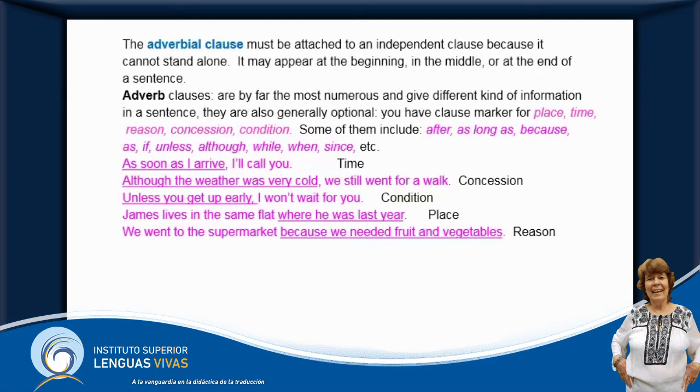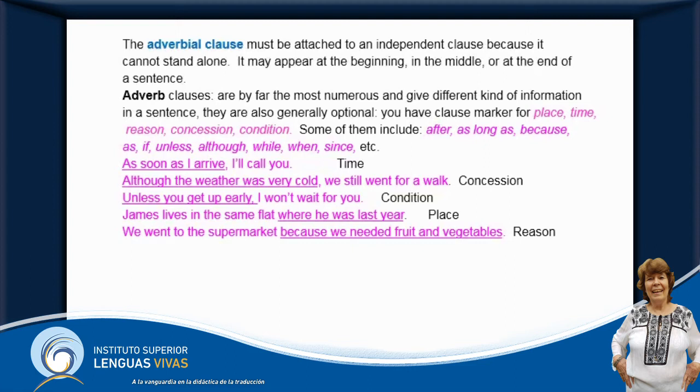You have the next sentence: Although the weather was very cold, we still went for a walk. There, although is a subordinator, and that is a subordinate clause of concession. The next one: Unless you get up early, I won't wait for you, and that is a subordinate clause of condition.